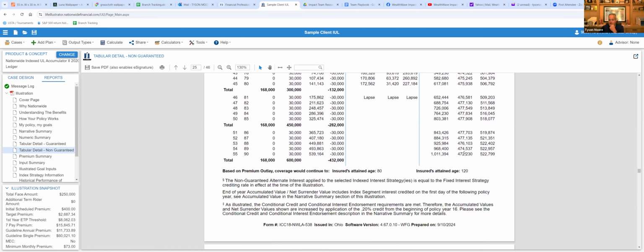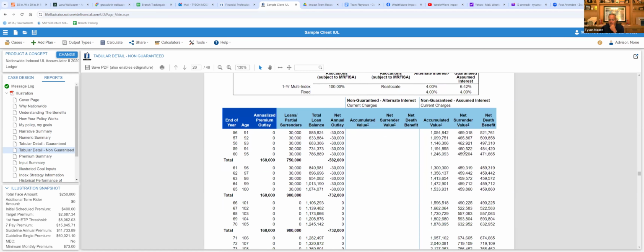And then as that cost of insurance starts getting bigger in their 80s and 90s, you can see this net surrender value is dipping just a little bit, but this is very steady. So this tells me right here, this is a pretty robust illustration.